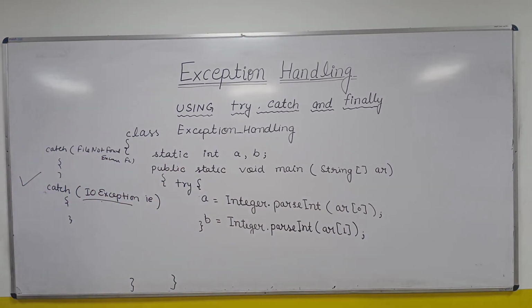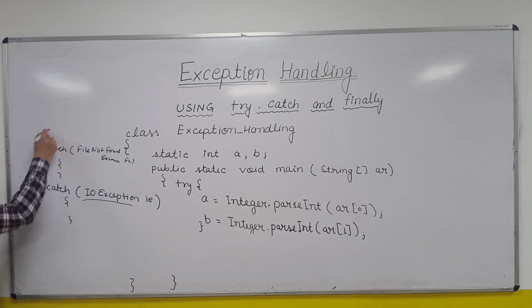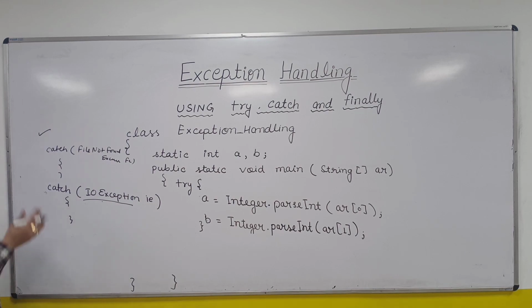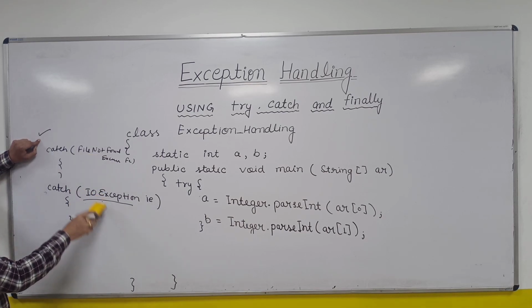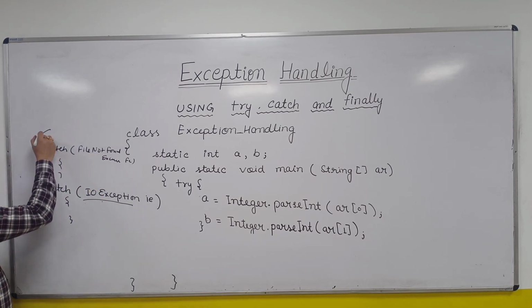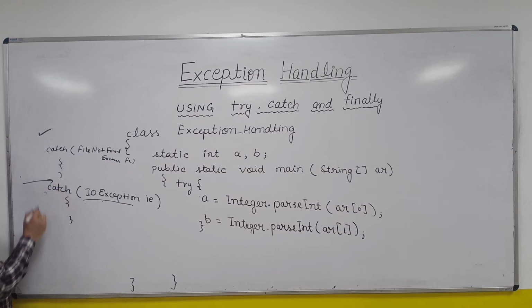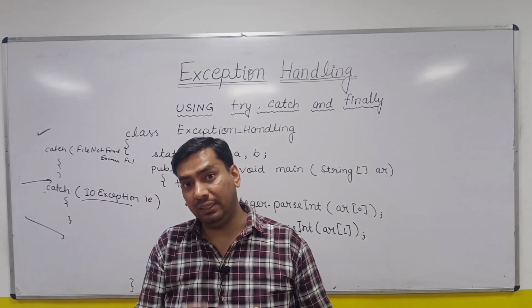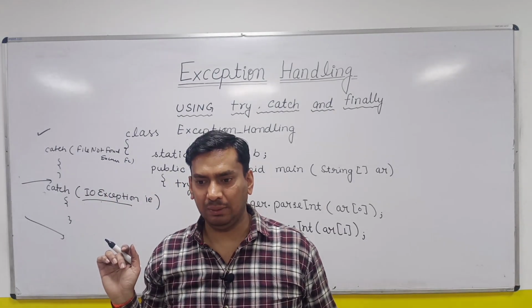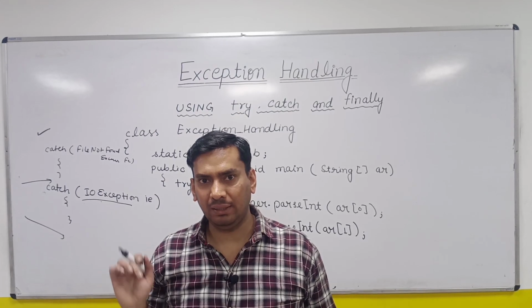Let's say I want to write a catch block of number format exception. Where can you write it? Can you write it here? Yes, you can write it here. Why? Because number format exception does not have any relationship with this one or this one. So number format exception can be written here also, and here also. There is no condition of child and parent. You have to take care of only the child-parent relationship.